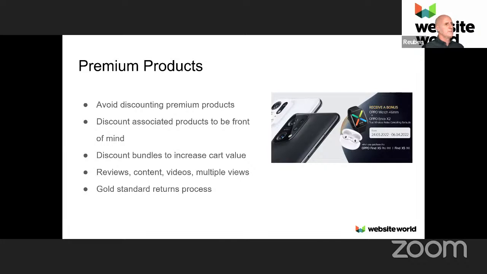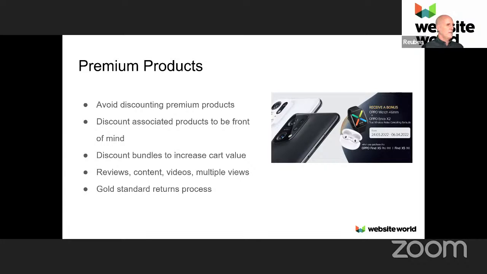Creating a discount bundle to increase the cart value. So your competitor might be selling this phone as well. You sell the phone, so you add more items with it, so that gives a perception of an overall package discount, and your customer is hopefully more likely to buy from you.